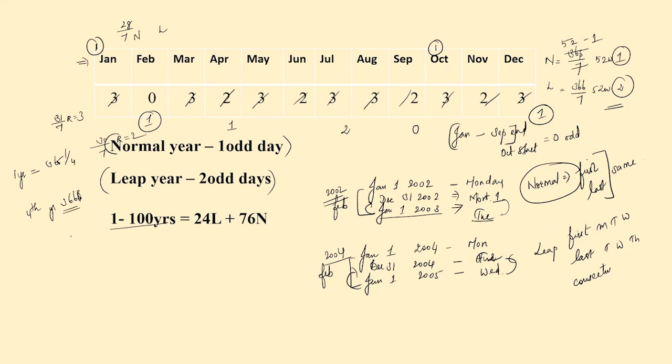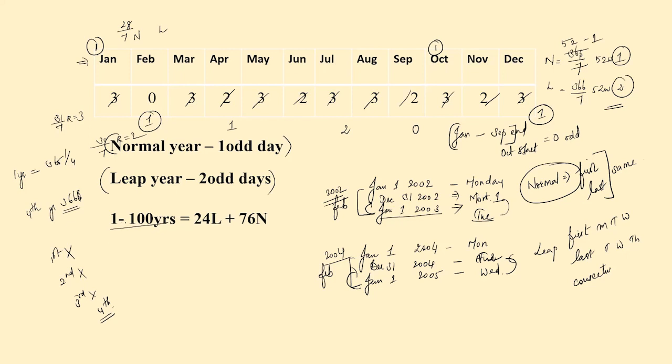So to overcome this deficit, the first century is not a leap year. Second century is not a leap year. Third century is not a leap year. But the fourth century is a leap year. So if it's a normal year, every fourth year is a leap year. But if it's a century, only every fourth century is going to be a leap year. Like say for example, 4 is a leap year, 8 is a leap year, 12 is a leap year, 16 is a leap year and so on. But 100 is not a leap year, 200 is not a leap year, 300 is not a leap year, but 400 is a leap year, 800 is a leap year, okay, 1600 is a leap year and so on.